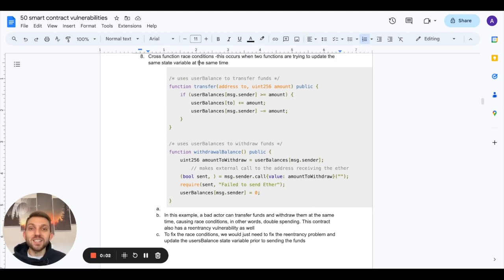For this specific race condition, in order to fix or mitigate it, all we need to do is fix the reentrancy issue here by moving the user's balance of msg.sender to 0 above the external call. And that was a high-level overview of cross-function race conditions and how to actually mitigate this. We did only go over one specific example. There are other cases and conditions where this can actually pop up.